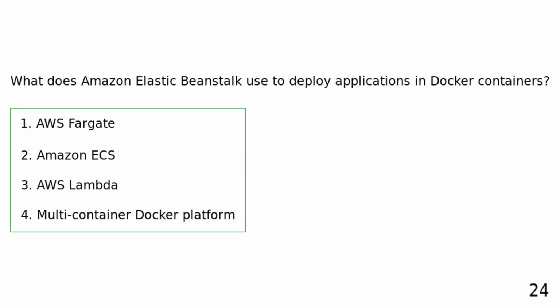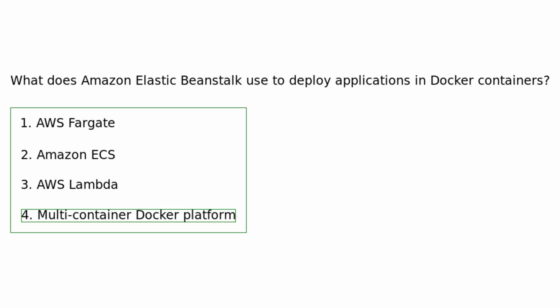What does Amazon Elastic Beanstalk use to deploy applications in Docker containers? AWS Fargate. Amazon ECS. AWS Lambda. Multi-container Docker platform. Elastic Beanstalk uses the multi-container Docker platform to deploy applications in Docker containers.